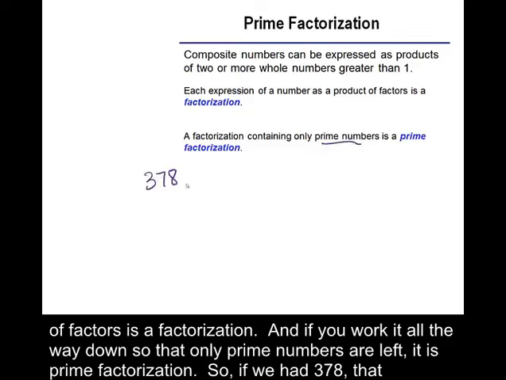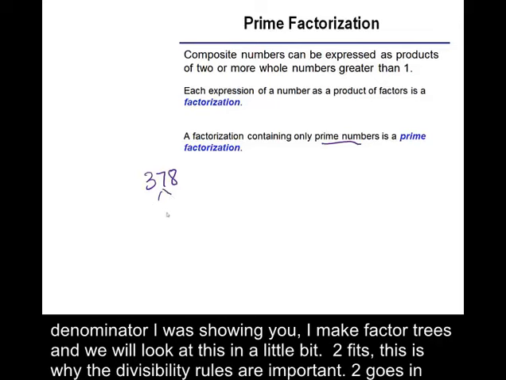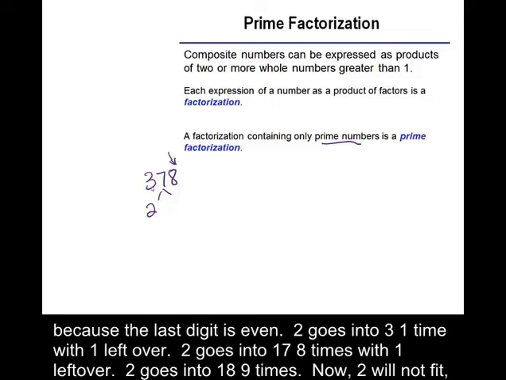So if we had 378, that denominator I was showing you, I make factor trees, and we'll look at this in a little bit. 2 fits. This is why the divisibility rules are important. 2 goes in because the last digit is even. 2 goes into 3 1 times with 1 left over. 2 goes into 17 8 times with 1 left over. 2 goes into 18 9 times.